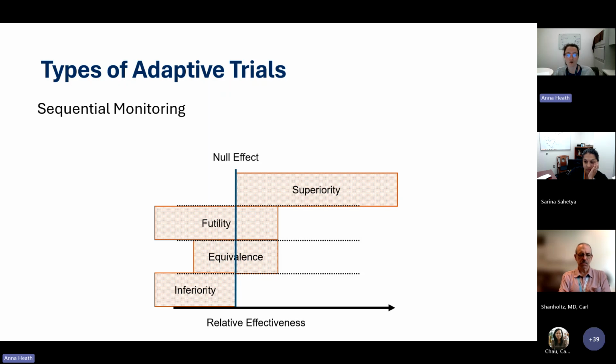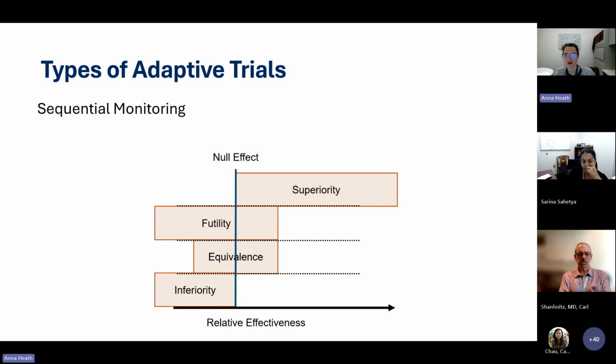And what you're looking for are these different concepts. So I think probably for me, the simplest or the one that's most standard would be this idea of superiority. So you're looking for something bigger than the null effect, better than the null effect. And the converse of that might be inferiority, where you have something that is worse than the null effect.